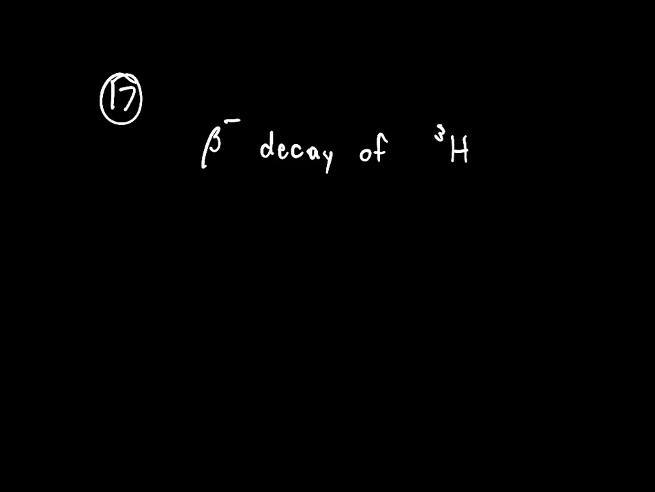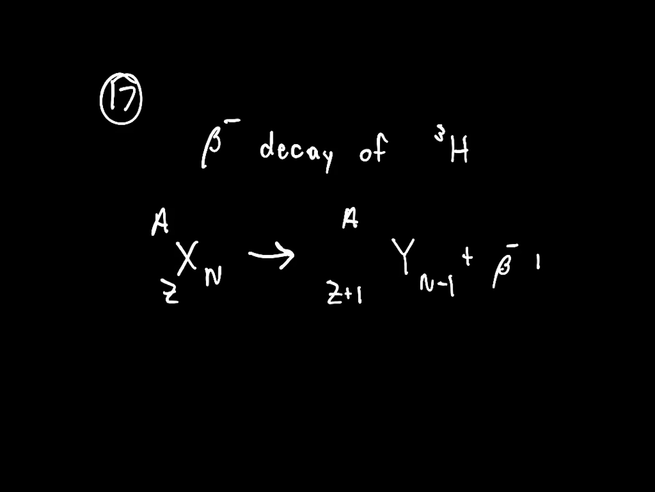Okay, so we need to do the beta decay equation for H3. How do we do this? Well, there's a general equation for beta decay, and this works for all beta decays. That general equation looks like this. We have X sub N with Z and A becomes Y with A, Z plus 1, N minus 1, plus a beta particle plus this little thing. This is the general equation for beta decay.